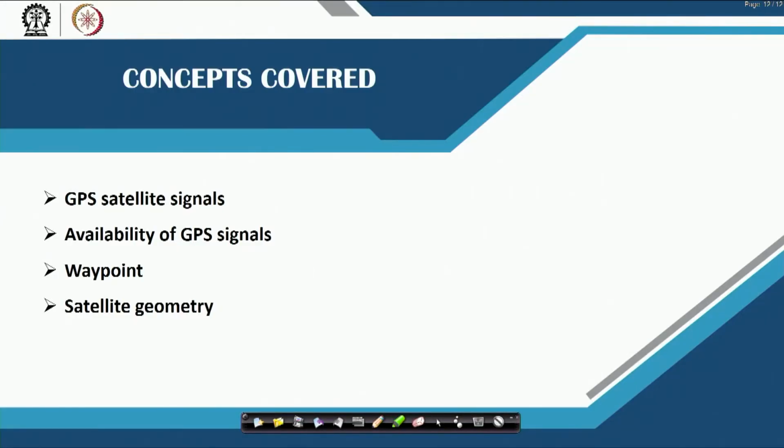When we look at this particular class, we would look at satellite signals, and very importantly, the availability of GPS signals across the globe, where we would also look at waypoints. What do you mean by a waypoint? A waypoint is extremely important for people who are navigating using a GPS receiver. Also, a waypoint is an extremely important aspect when you are validating a data set that does not have any ground truth collected using a GPS system. Then you have satellite geometry. I have already spoken about this, so I would not get into it, but these are the different concepts that I would be speaking about in this class.